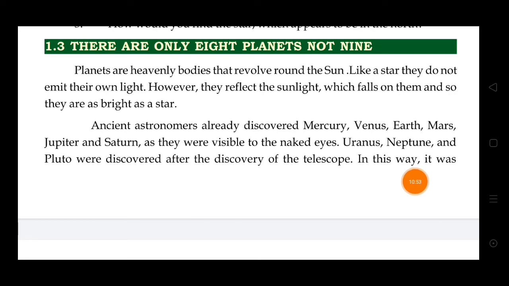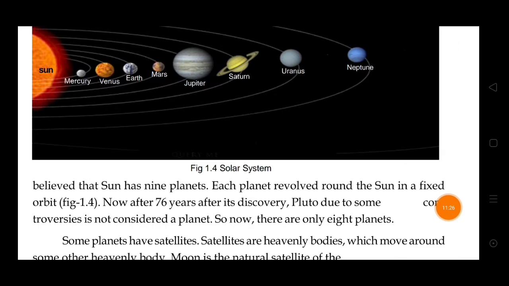At night we see some things which are not twinkling or moving. We think that it is a star, but it is not. It is a planet. We can see some planets through our naked eyes. Ancient astronomers had already discovered Mercury, Venus, Earth, Mars, Jupiter, and Saturn as they are visible to the naked eye. Uranus, Neptune, and Pluto were discovered after the invention of the telescope. In this way, it was believed that the Sun has nine planets. Each planet revolves around the Sun in a fixed orbit.